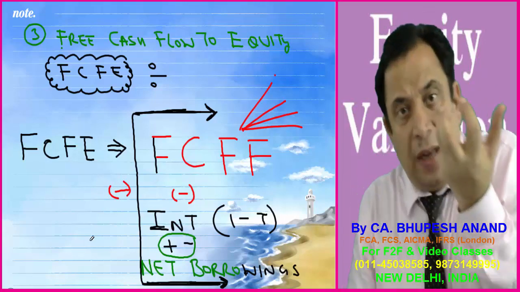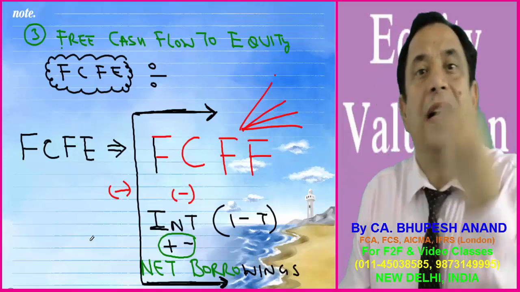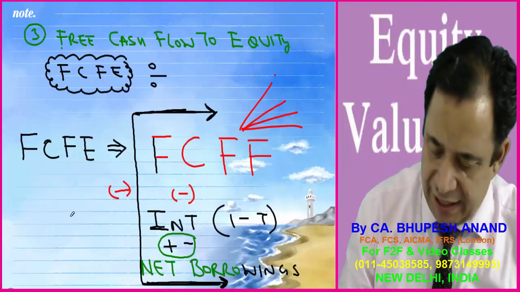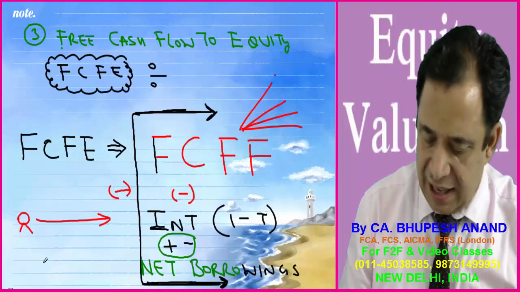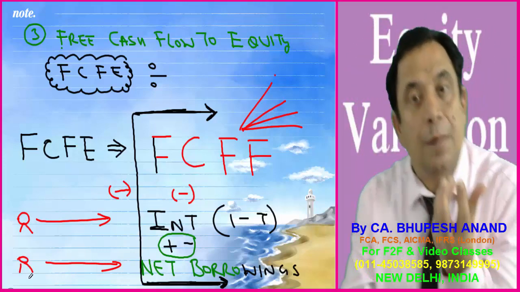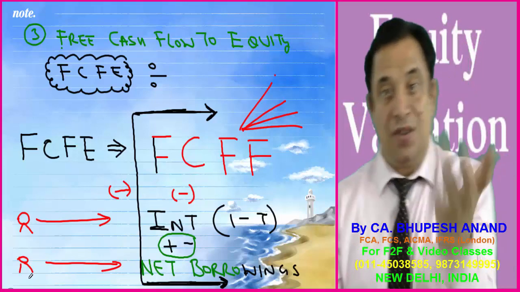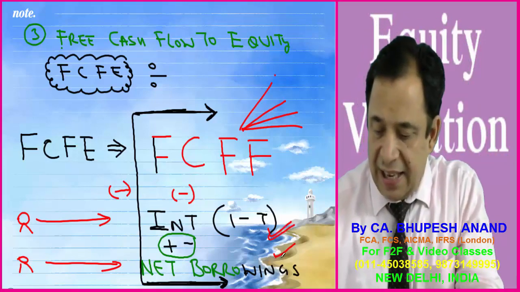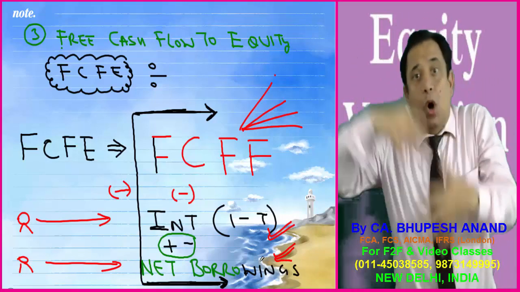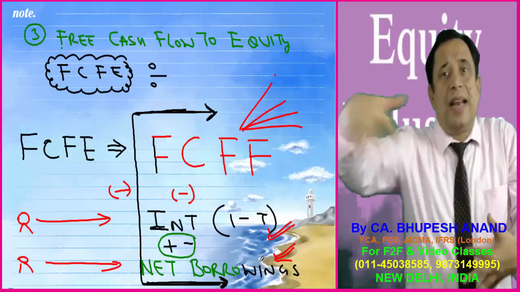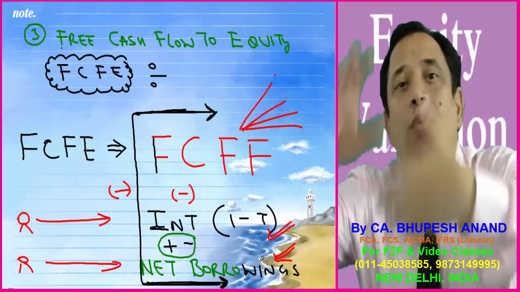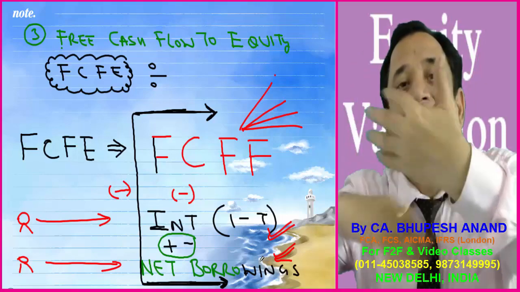So before calculating for equity, I have to pay for debt, and I pay 2 items to the borrowers. One is interest, and second is the amount of borrowing, the amount of principal. Because interest is a deductible expense, I take it after tax, and then I take plus minus net borrowings. It means if I am paying principal, then I will deduct it. Supposing I am raising it, then I will add it. So I want to calculate free cash flow for equity. Please write down the formula.